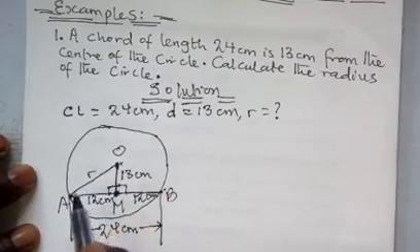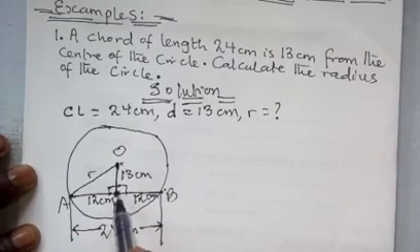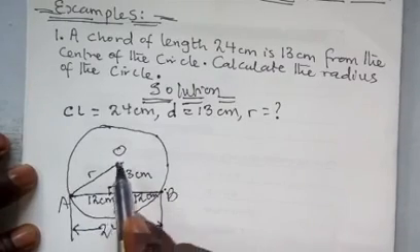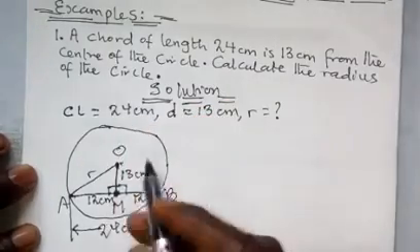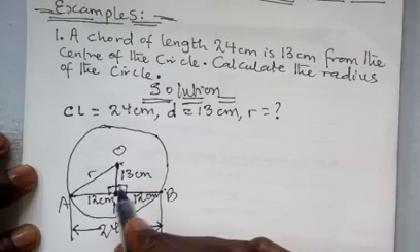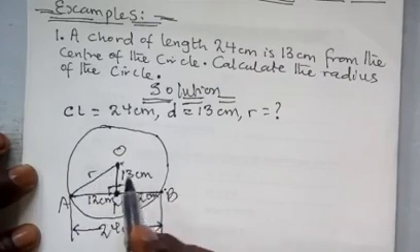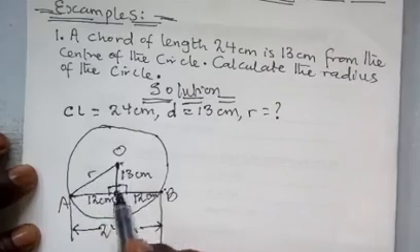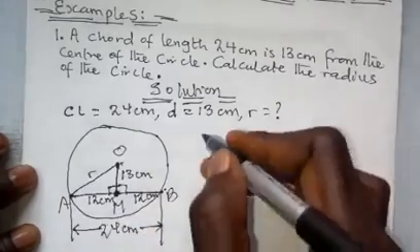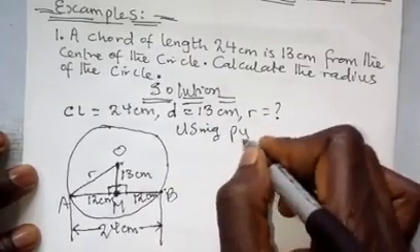Now, if you take a look at the triangle formed by the radius, half of the chord length, and the distance of the chord from the center, you will see that we are having a right triangle. And there are 2 principles we use in solving the right triangle. We can use our SOHCAHTOA, or we use our Pythagoras theorem. In this case, we are going to apply our Pythagoras theorem since we are given the relationship between the 3 sides of a right triangle. So we come here to say, using Pythagoras.